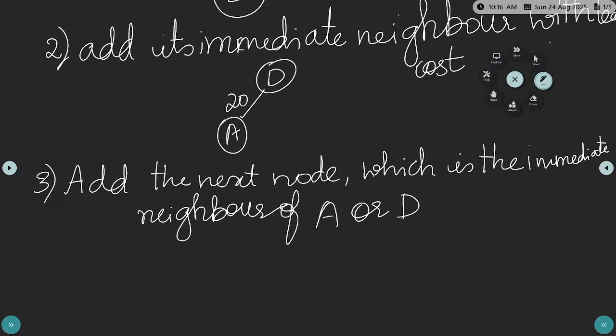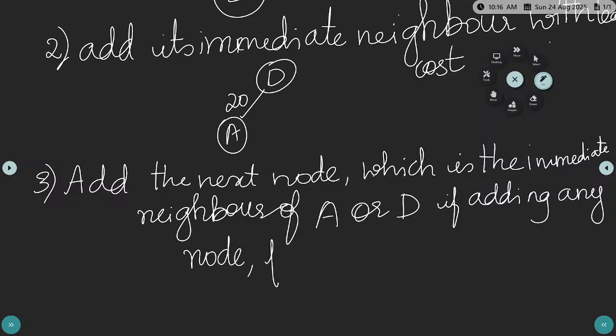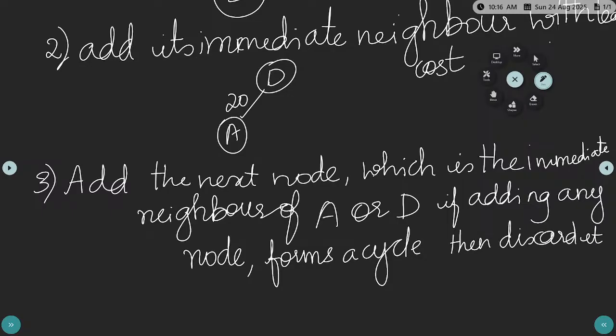Next, if adding any node forms a cycle, then discard it. Discard means what? Remove it. Else continue. See, this is the algorithm.